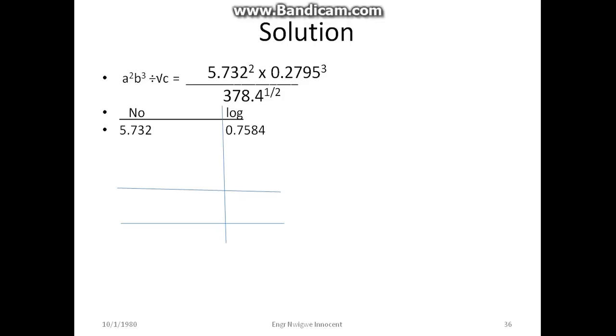Therefore, we have 0.7584. Therefore, if you square 0.7584, we get 1.5168 as our 5.732 squared. Then we also look for 0.2795 in the logarithm table.